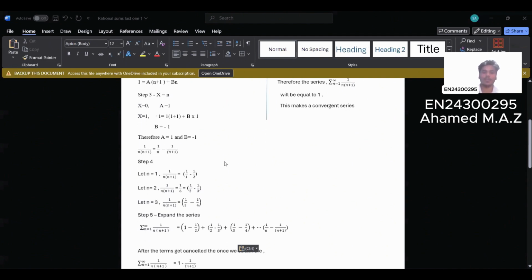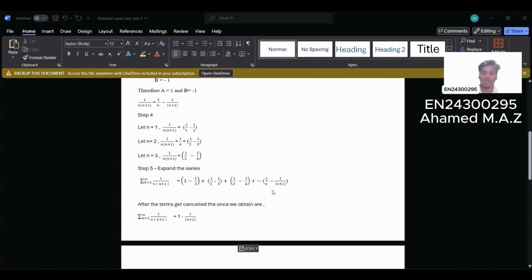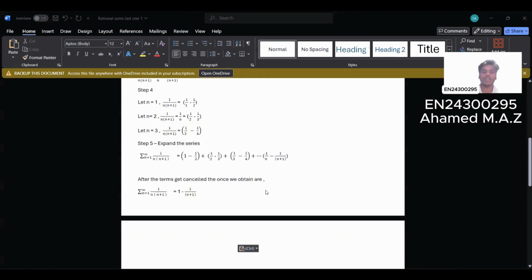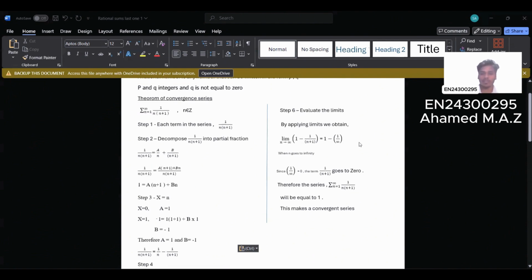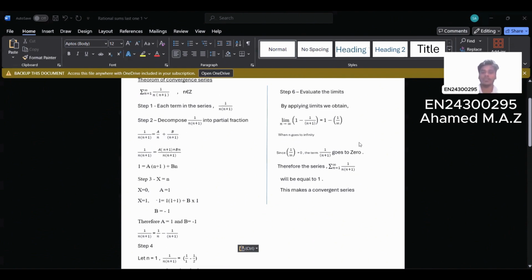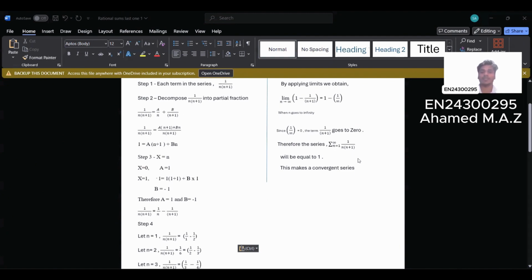We'll be substituting n equals 1, n equals 2, n equals 3, and we'll be finding the last term, where I'll be getting 1 over n minus 1 over n plus 1. After the terms get cancelled, we'll be getting 1 minus 1 over n plus 1. The last step will be to evaluate the limit. As n goes to infinity, 1 over infinity is equal to 0. Therefore, the term 1 over n plus 1 goes to 0. The series sigma n equals 1 to infinity of 1 over n into n plus 1 will become 1. This makes it a convergent series.